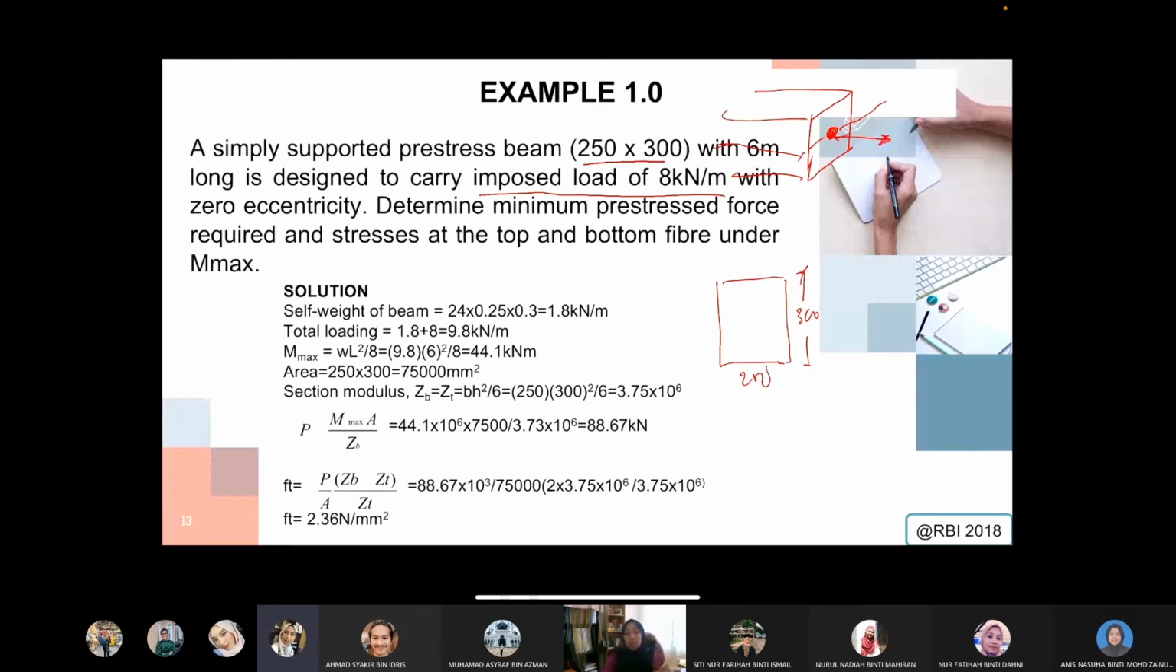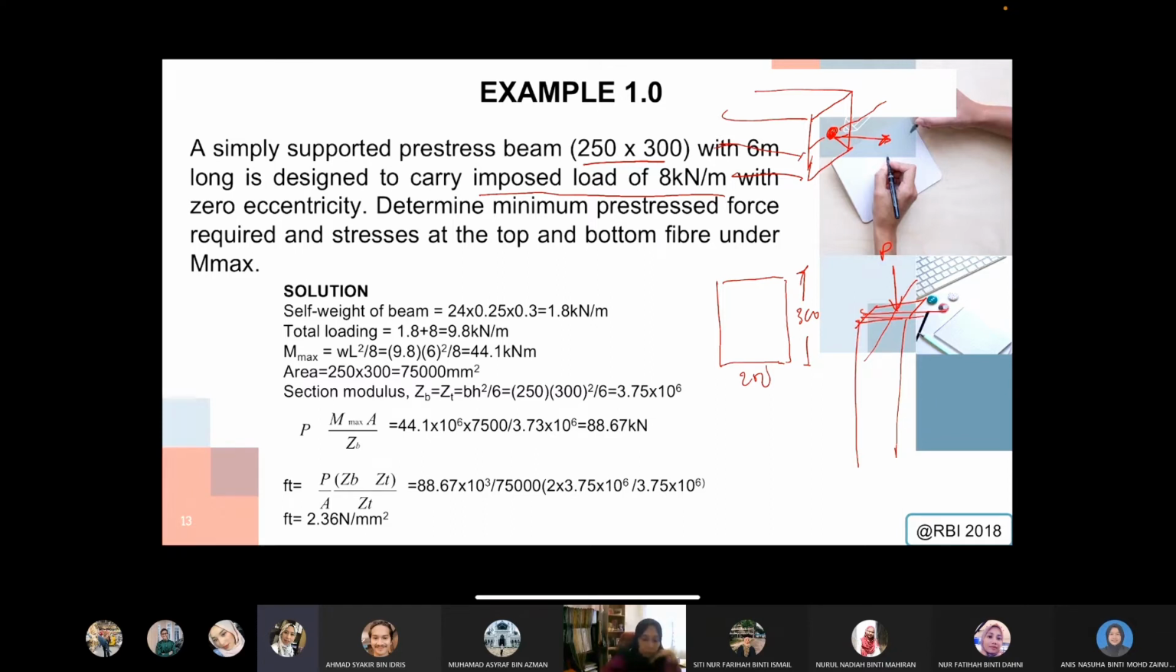Actually, the concept is more or less the same as a column. Where you have this column, you have x and y, then you apply the axial load here. It's just a matter of, for a column, you have to lay it horizontally to get the behavior. So determine the minimum pre-stress force required and the stress at the bottom fiber under maximum moment.